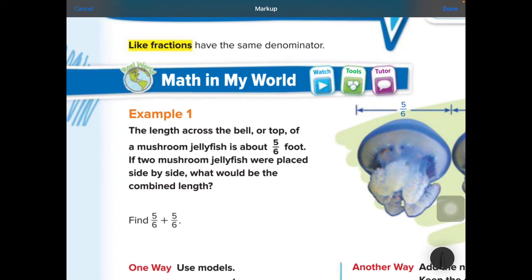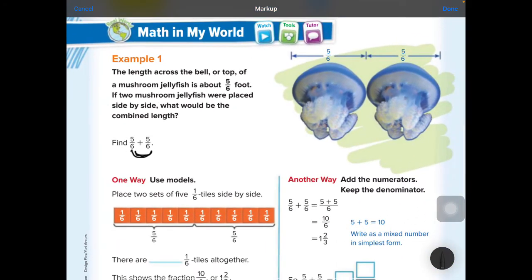Definition: like fractions have the same denominator. Remember, a denominator is the number down low. So, the length across the bell or the top of the mushroom jellyfish is about 5/6 foot. If two mushroom jellyfish were placed side by side, what would be the length? So here you have 5/6 plus 5/6.